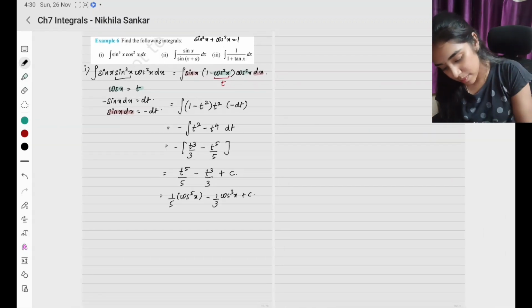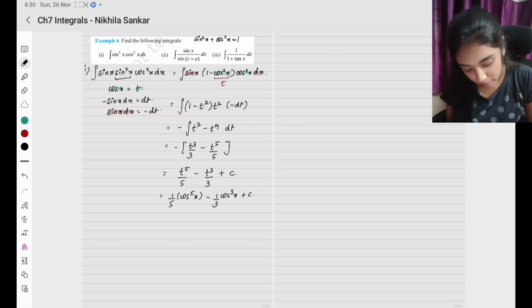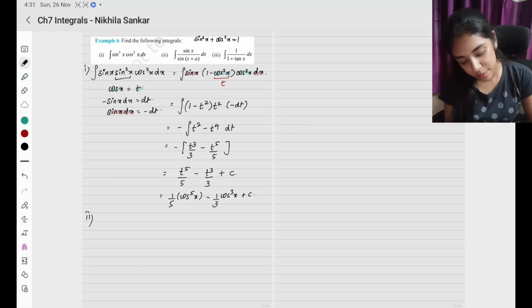Okay? This is the first subsection. Shall we do the second subsection? So similarly, what substitution am I going to make here? I see that there is x plus a.